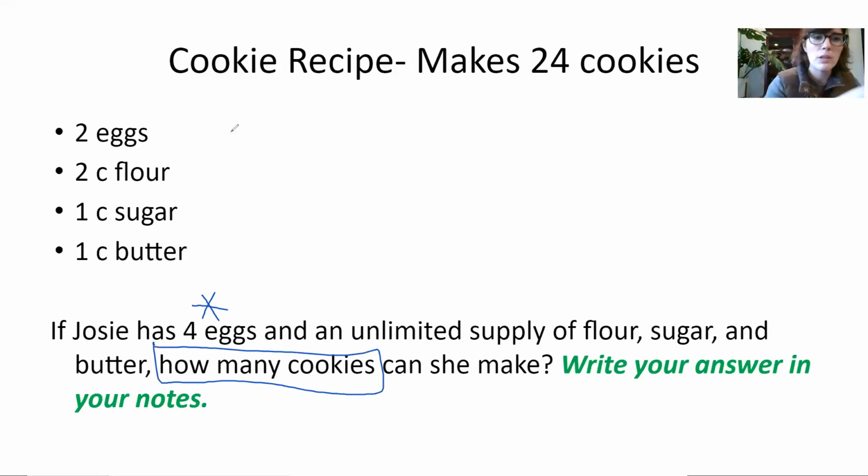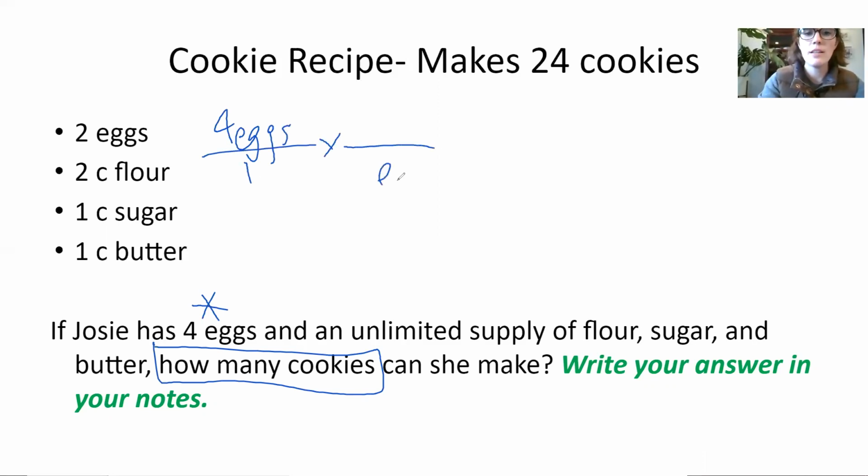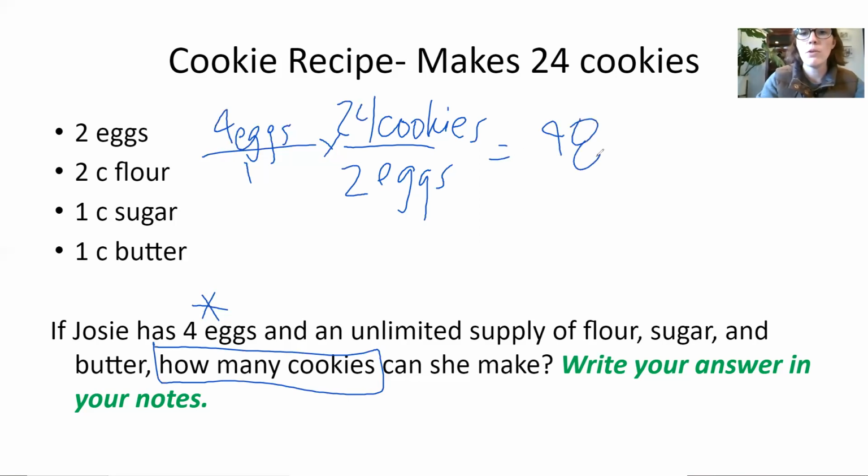So we're going to start out with 4 eggs, and we're going to put that over 1. And how many eggs to cookies? This is what's called our ratio right here. So we need 2 eggs to make 24 cookies, and that is going to be 48 cookies. What unit cancels out? Oh, yay, Blake, good. What unit cancels out is going to be eggs. So that gets canceled out. Cool.